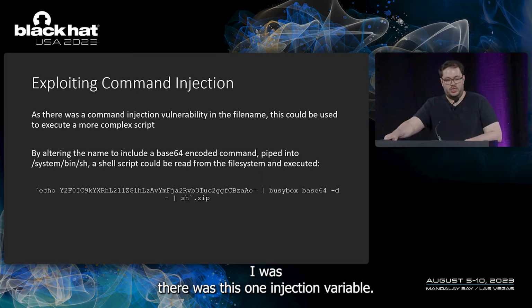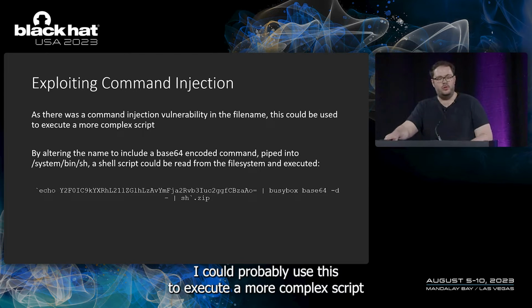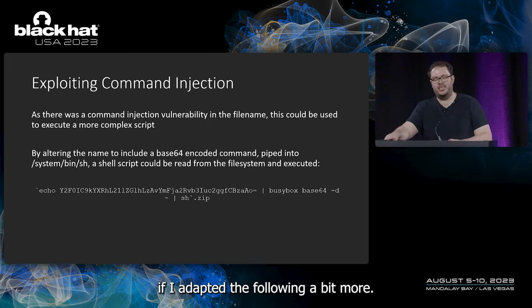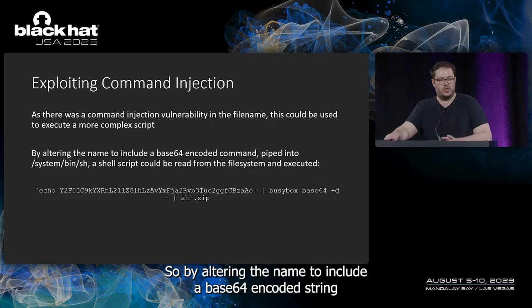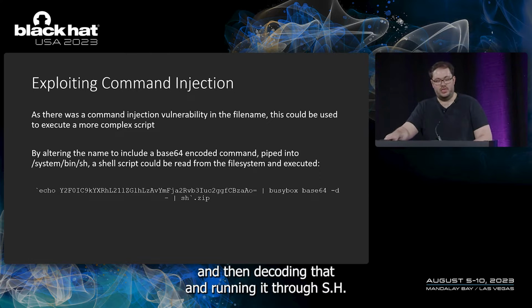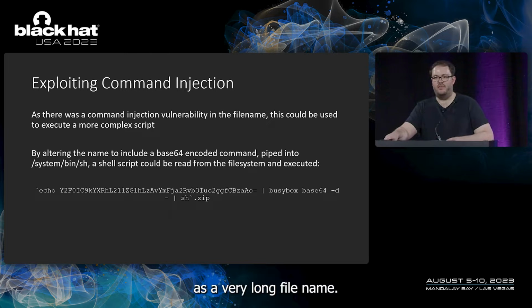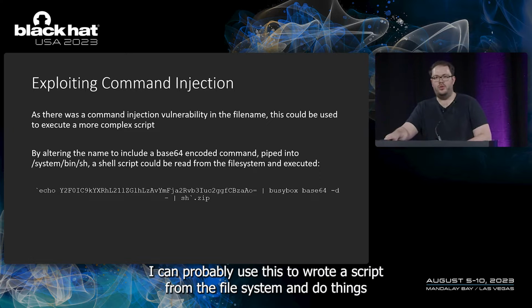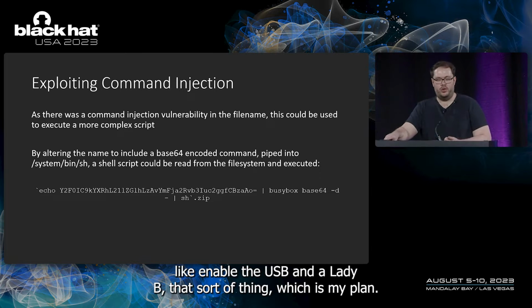As there was this command injection vulnerability, I could probably use this to execute a more complex script if I adapted the file name a bit more. So by altering the name to include a base64 encoded string, and then decoding that and running it through SH as a very long file name, I could probably use this to load a script from the file system and do things like enable USB, enable ADB, that sort of thing, which is my plan.